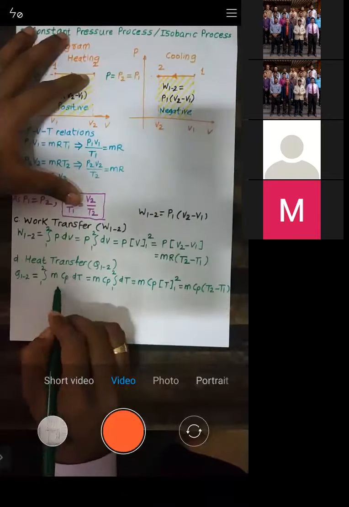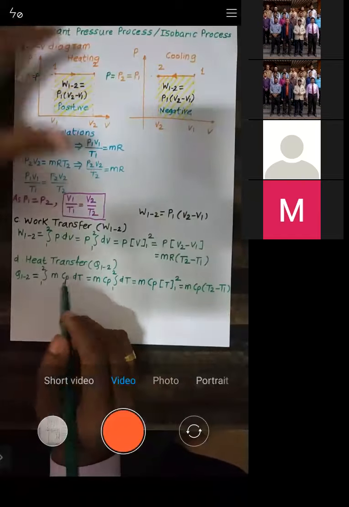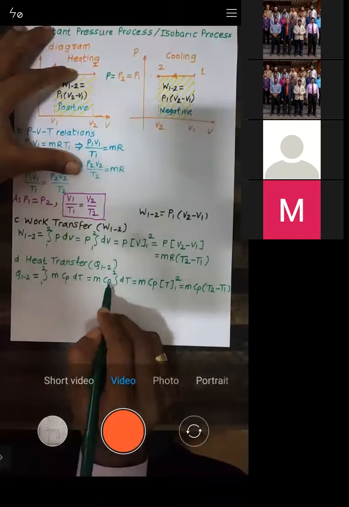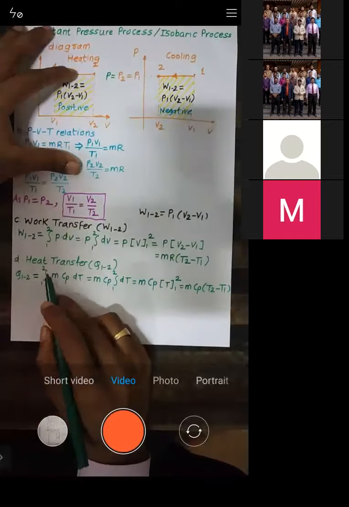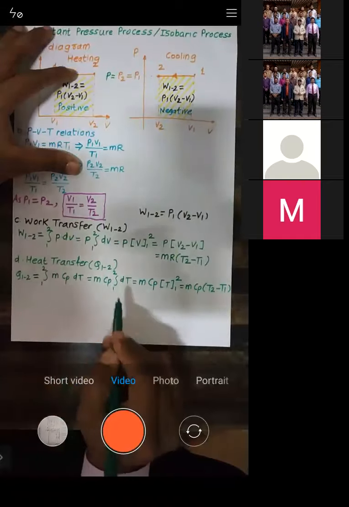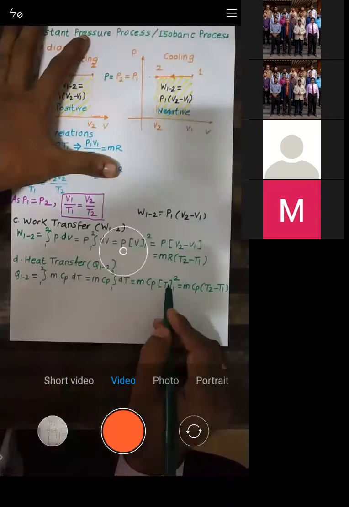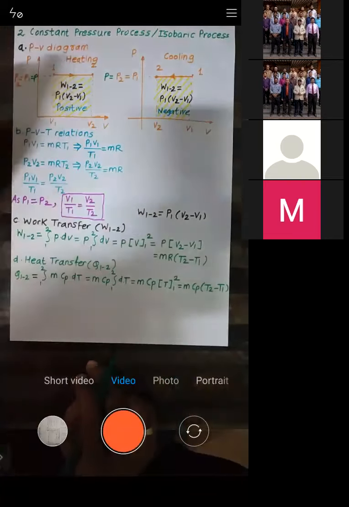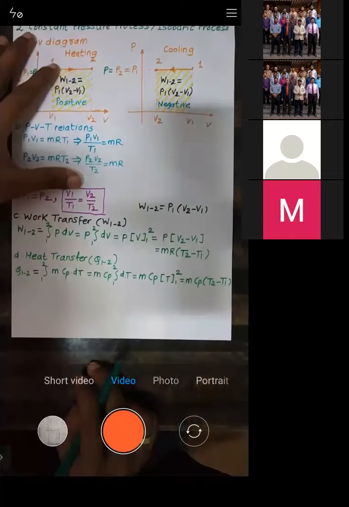Also, specific heat is a property of the gas, so it is also constant. Cp is constant. So what remains is the integration from 1 to 2 of dT. Now what is the integration of dT? It's T for the process 1 to 2. Now you put the upper limit, T2, minus the lower limit, T1. Is it okay? Yes or no?